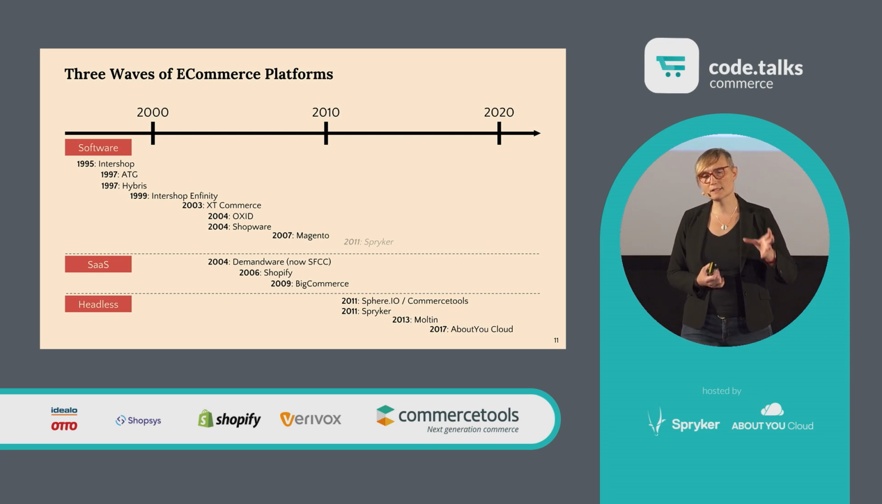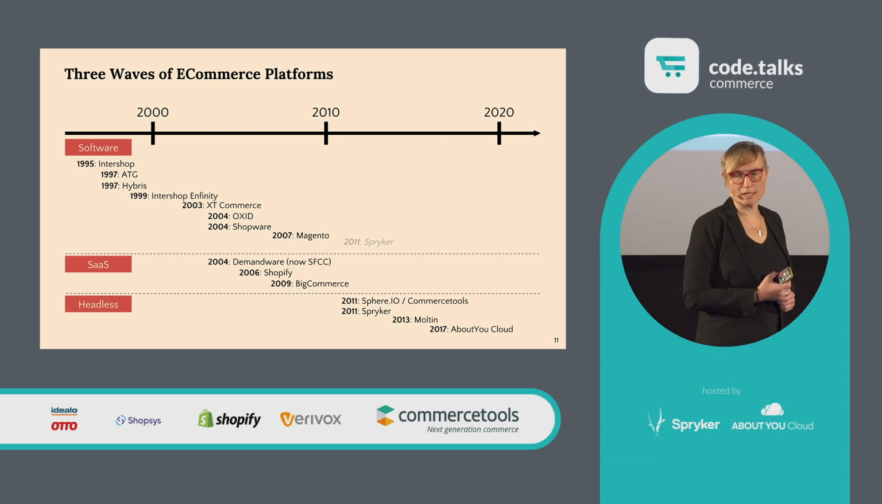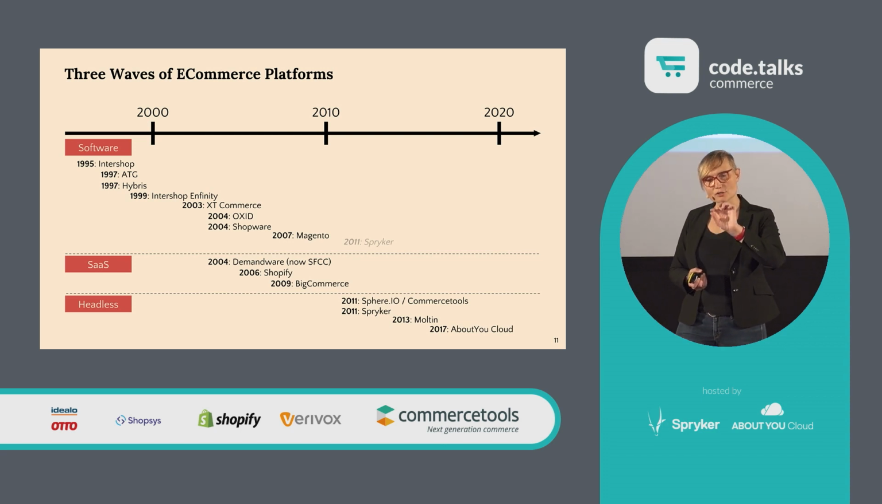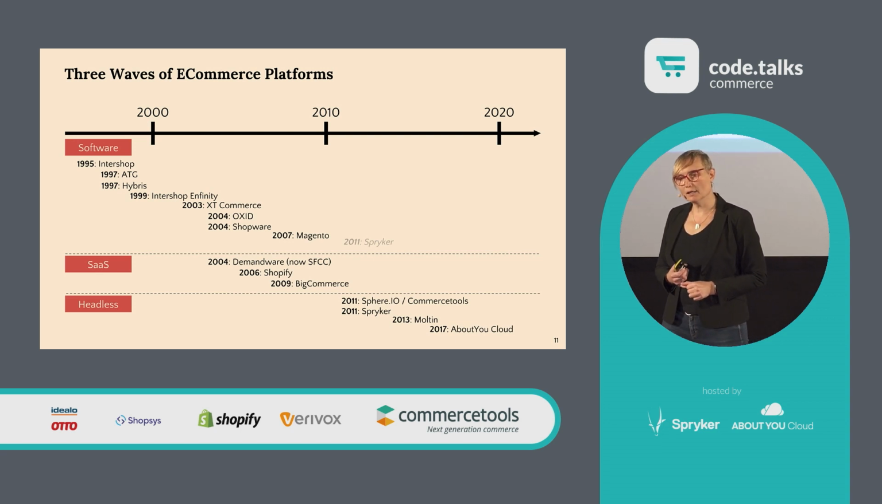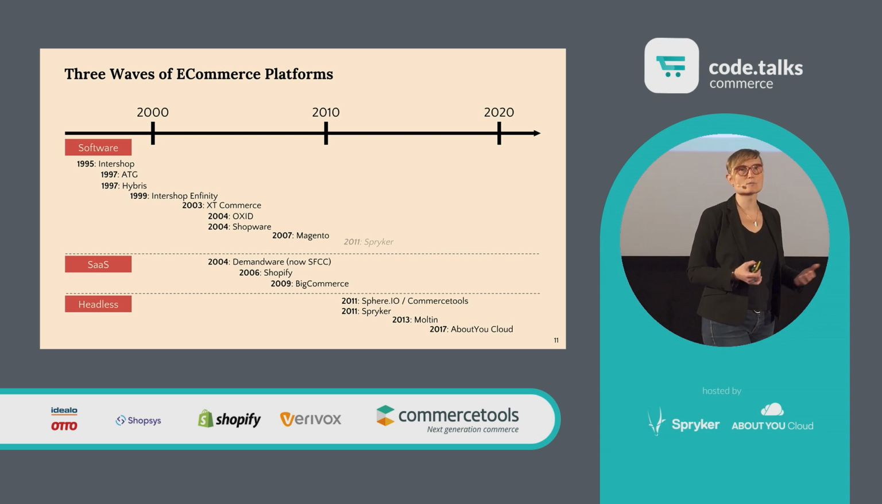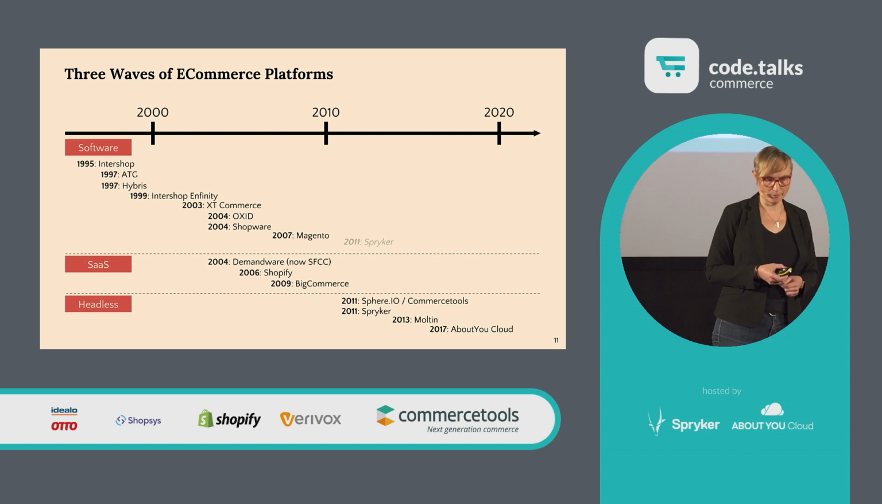You can see it's a kind of second wave. And then headless systems, I have here Spryker. Spryker actually I have put in a little bit in the licensed software. It's not 100% a headless system, but it's primarily a headless system. 2011, also commercetools in that time, or About You Cloud in 2017. So you can clearly see all systems created in this decade.